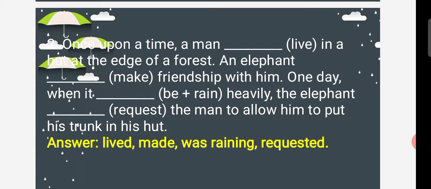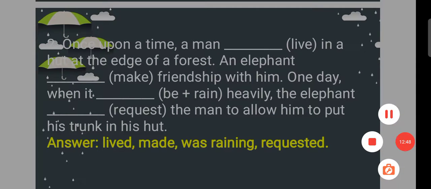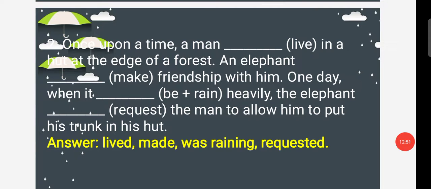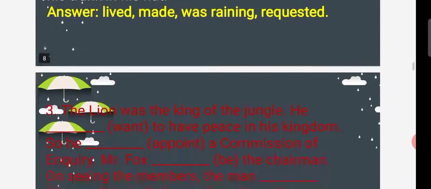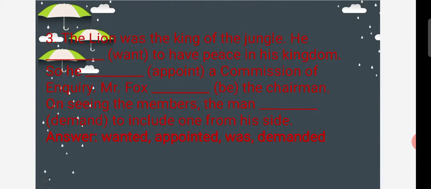The elephant request, past tense is requested, requested the man to allow him to put his trunk in his hut. So the answer is: once upon a time a man lived in a hut at the edge of a forest. An elephant made friendship with him. One day when it was raining heavily, the elephant requested the man to allow him to put his trunk in his hut.